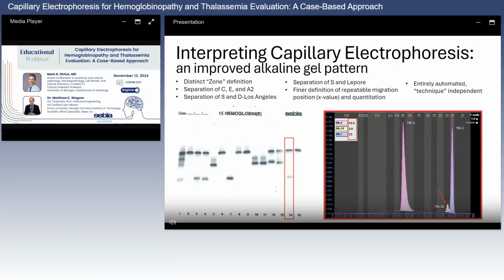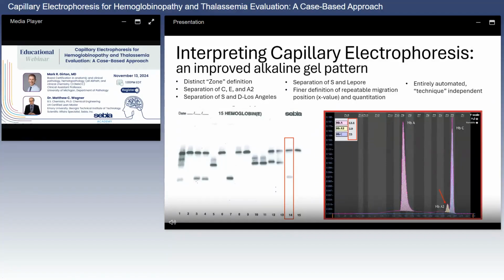this finer definition and repeatable migration position means we can look at actual X values, the X position of each of these hemoglobins on the graph, to give us an insight as to which variant we may be looking for. Further, the technique is entirely automated and removes any of the technique-dependent aspects we have when we're dealing with gel. If we have somebody who is not quite as experienced with running gel versus a seasoned expert, you may get a little more variability in your results. This is not the case in capillary due to its extremely automated aspect.